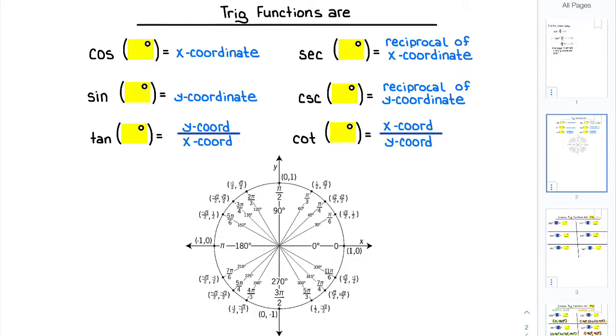To find the cosecant of an angle, you would go to the angle and take the reciprocal of the y-coordinate, and to find cotangent of an angle, you would go to that angle and take the x-coordinate and divide it by the y-coordinate. An inverse trig function is doing the opposite. So we will be getting back to the angle measure.